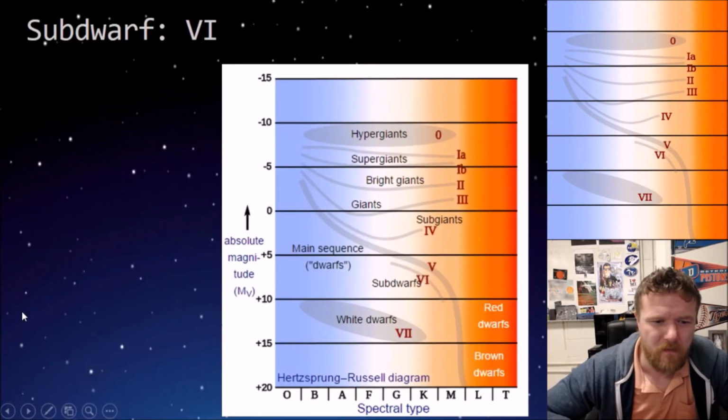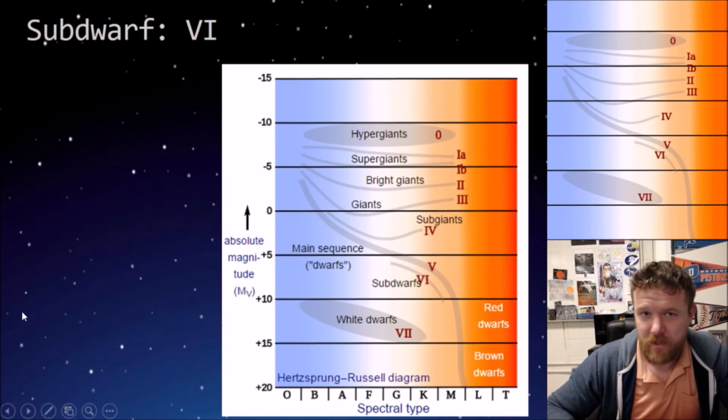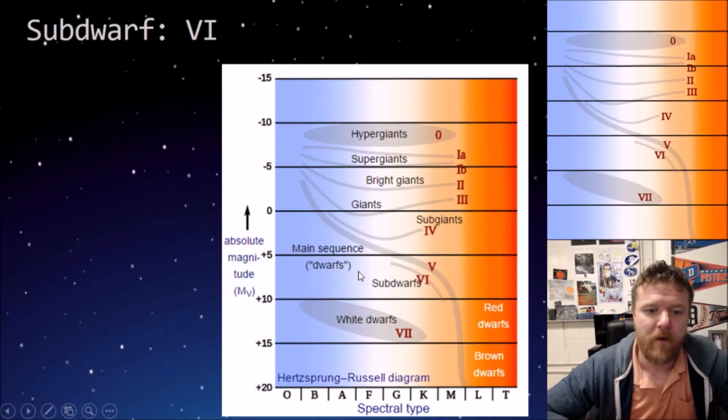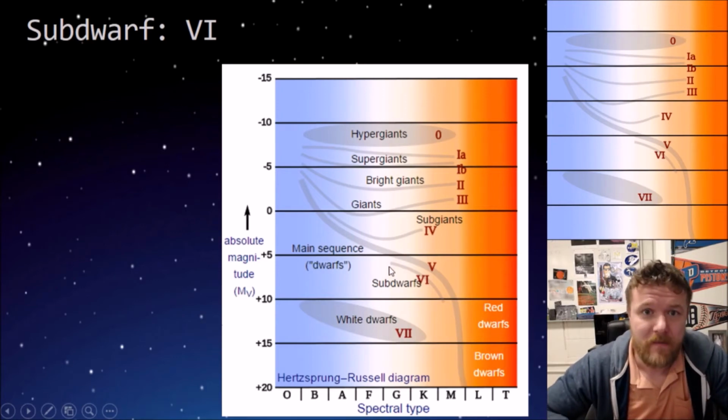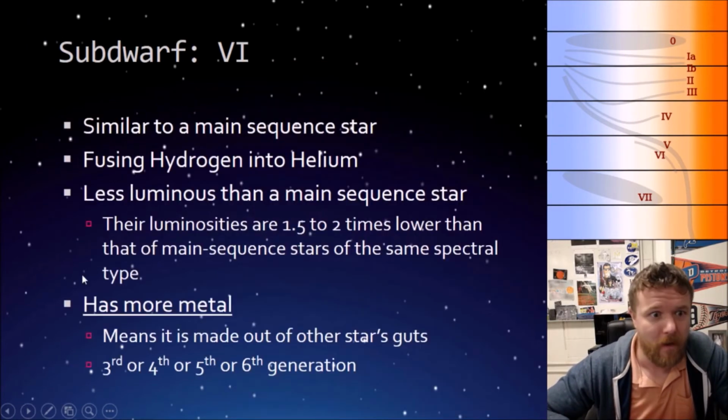Why is 6 not on? 6 is actually not put on most HR diagrams. 6 is what is known as a subdwarf. And most HR diagrams are simply going to lump subdwarfs in with main sequence stars. Let me show you why.